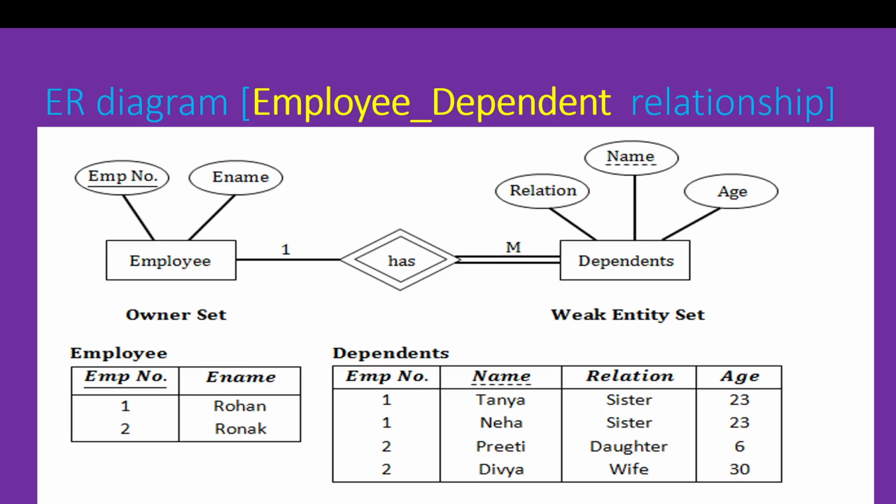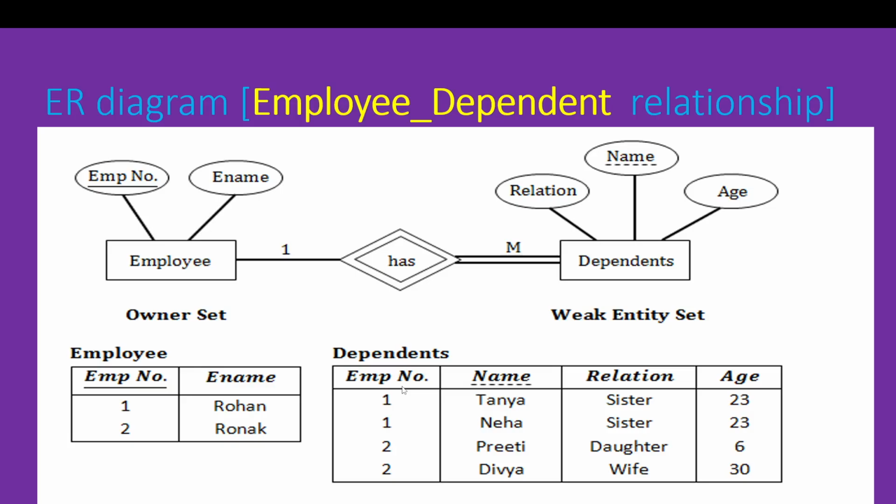But why are they not uniquely identified? The dependent name does not uniquely identify an instance of dependent. Suppose employee 1 has these two dependents, but there is a chance that employee 3, employee 4 or employee 5 also has dependents with the same names, Tanaya and Neha, who are sisters of employee 5 and are aged 23. So in this case we cannot uniquely identify each instance of dependent without the employee number.